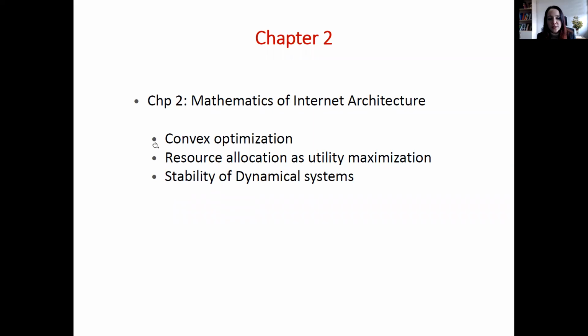We will start by discussing convex optimization quite briefly and see applications of convex optimization to resource allocation problems, specifically resource allocation problems that are stated as utility maximization problems. And then, lastly, we will talk about the stability of dynamic systems, which probably we will postpone to the next lecture.